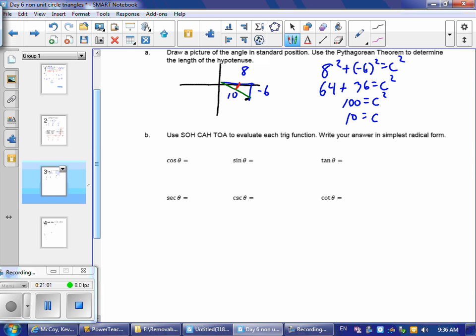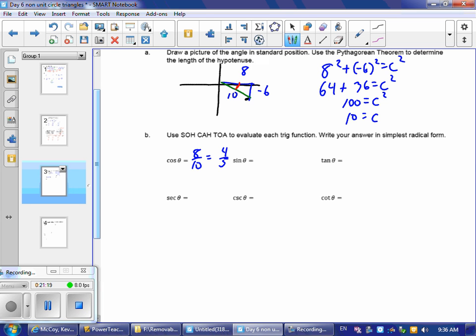So let's do the cosine. Cosine is adjacent over hypotenuse. Adjacent is 8, hypotenuse is 10. So our cosine will be 8/10, which reduces to 4/5.